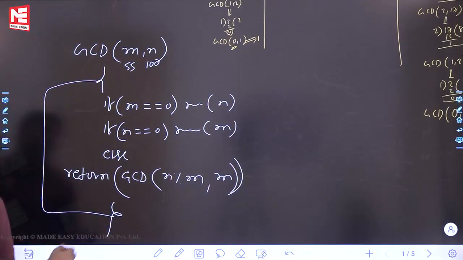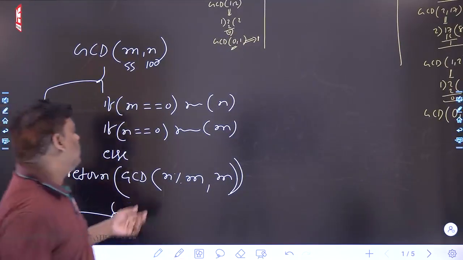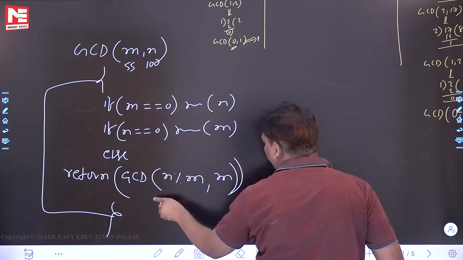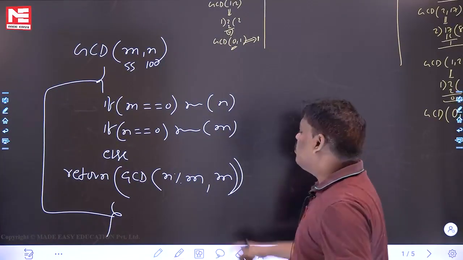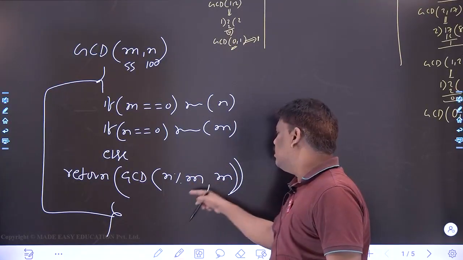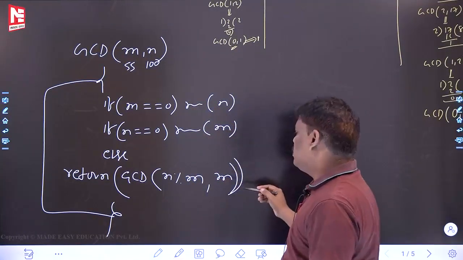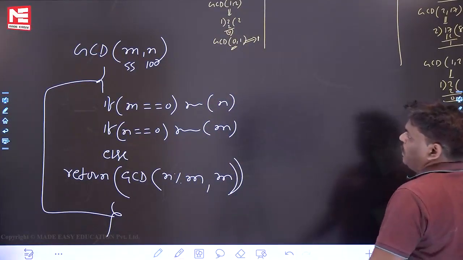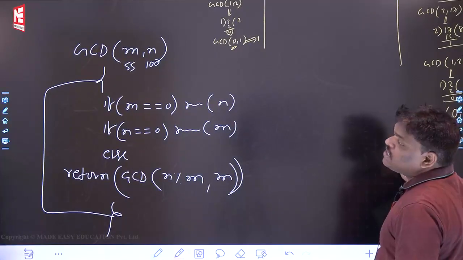Same thing. If you are okay with the examples, it means you are okay with the program also. If m is 0 return n, if n is 0 return m. If both fail, then come here: GCD of n modulo m, m. What is the meaning of n modulo m? If you divide n by m, whatever remainder is there, and with which number you divide, with m. Same story will repeat again and again. Fine, that is the GCD. That is the GCD program.